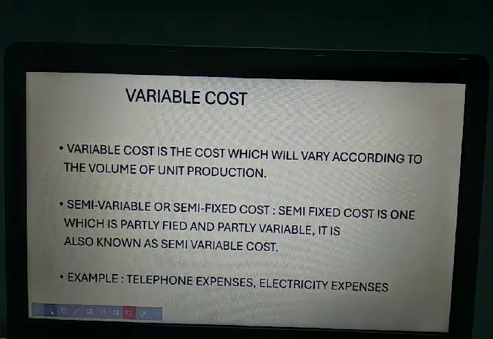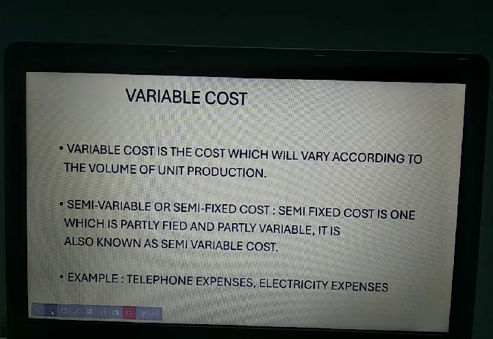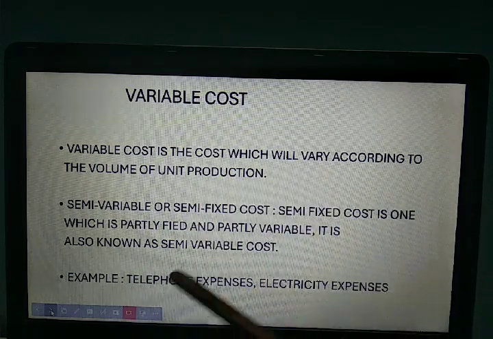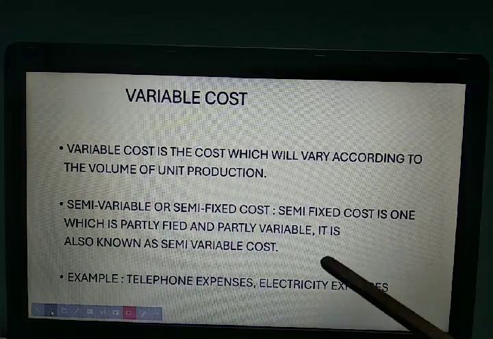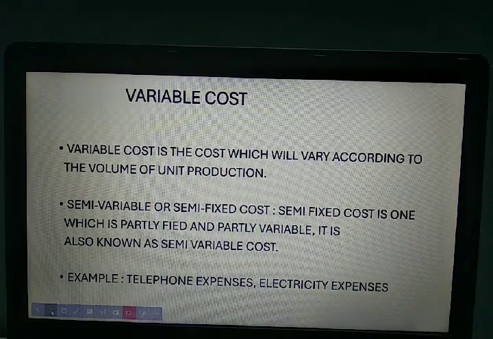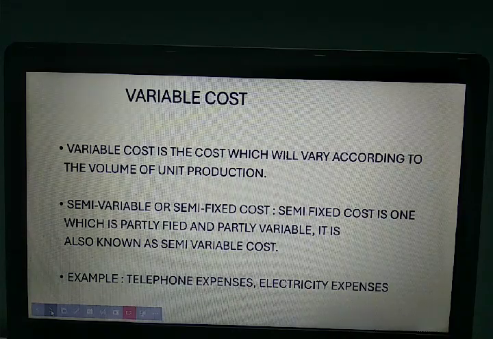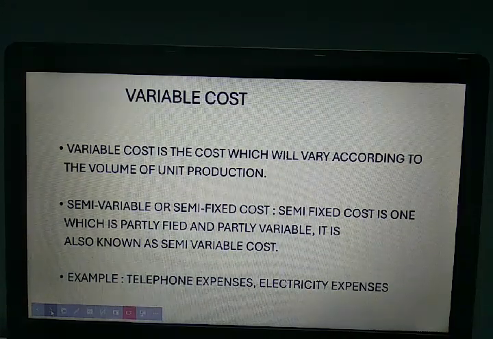Now we'll come to your semi variable or semi fixed cost. By the name itself you can understand that semi fixed and semi variable mean partly variable, partly fixed, partly fixed, partly variable. So both are interchangeable. Semi fixed cost is one which is partly fixed and partly variable. It is also known as semi variable. Examples here are telephone expenses, electricity expenses.